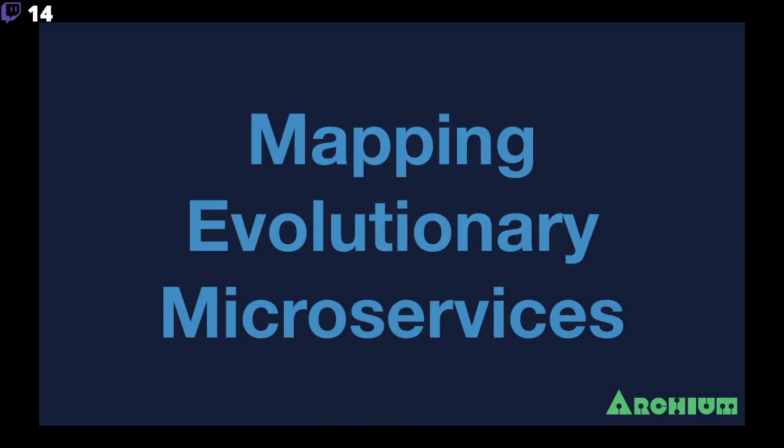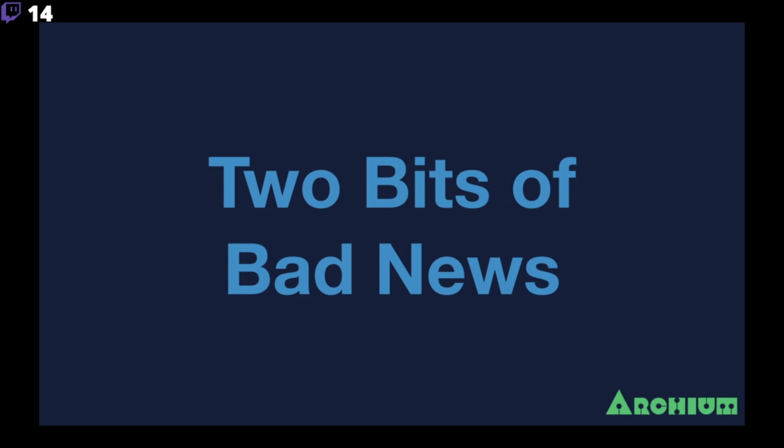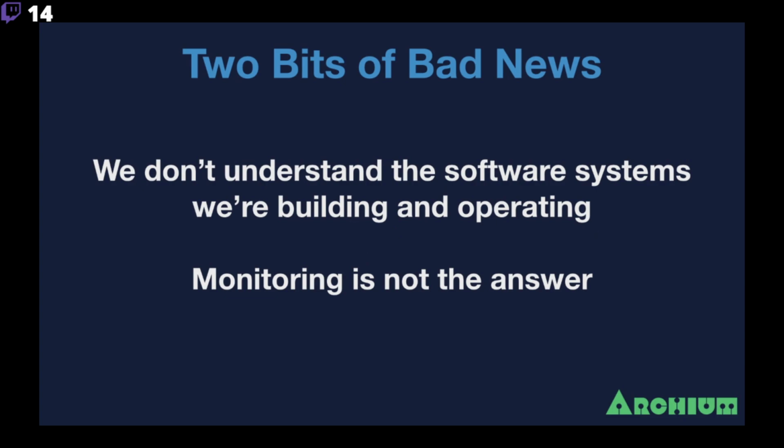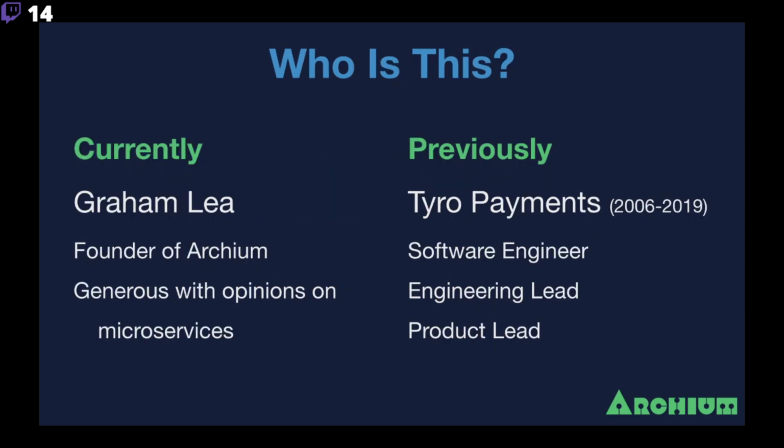I'm going to be talking about mapping evolutionary microservices today. I want to start with two bits of bad news. The first is that a lot of people will say now that we don't understand the software systems we're building and operating. Obviously, that's a pretty big problem if we're building things but don't understand them. The second bit of bad news is that monitoring is not the answer, or at least it's not the whole answer.